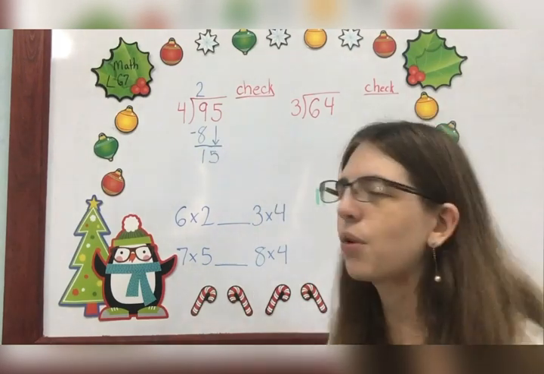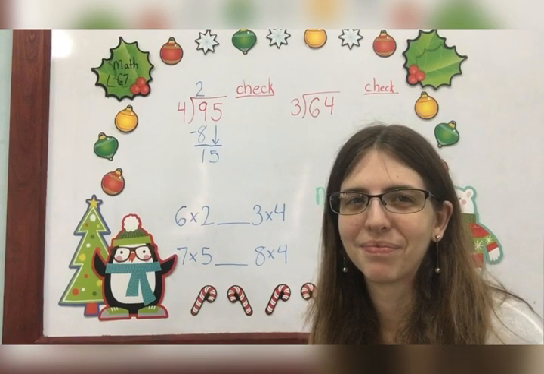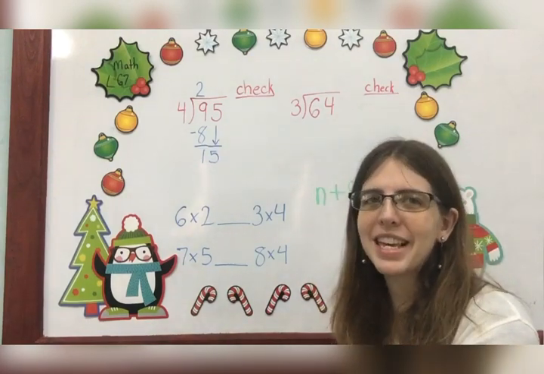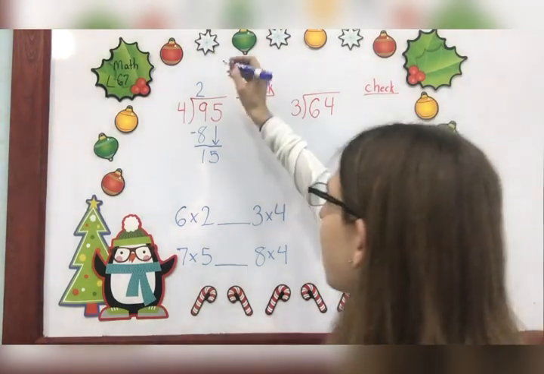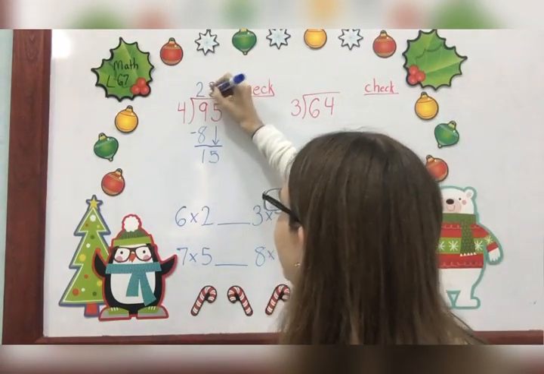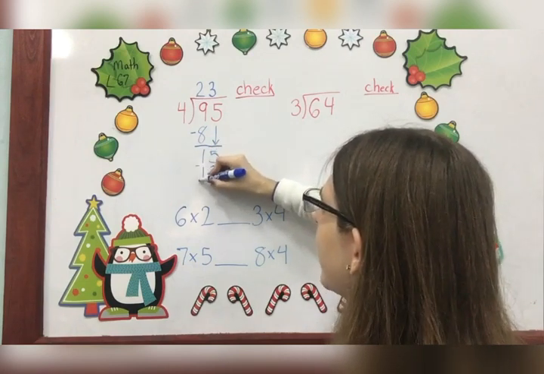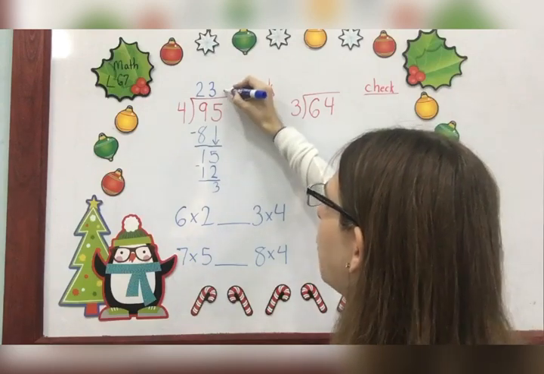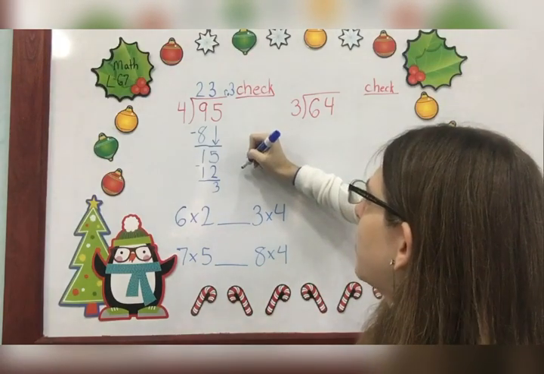15 divided by 4 is 3. Very good. 3 is the closest we can get to 15 without going over 15. 3 times 4 is 12. 15 minus 12 is 3. 3 is less than 4. There's nothing else to bring down, so my remainder is 3.